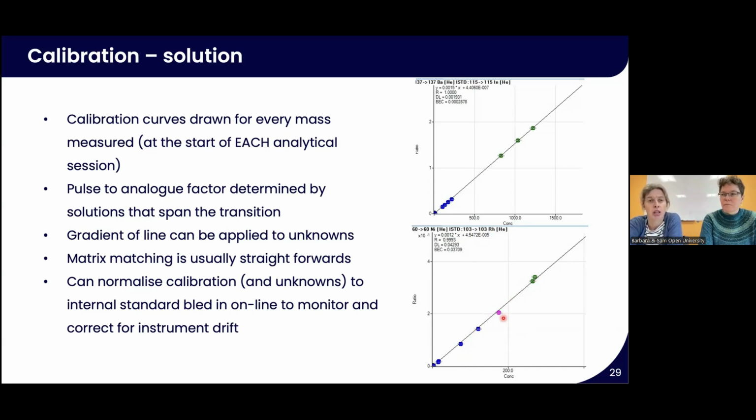And in solution, matrix matching is usually straightforward. We either have reference materials of a similar matrix to our unknowns that we can use, or we can make up these synthetic blends, as I've said. We can bleed in an internal standard online as well to monitor and correct for instrument drift. So we can do that, and that helps us to ascertain whether our matrix matching is good enough or not.